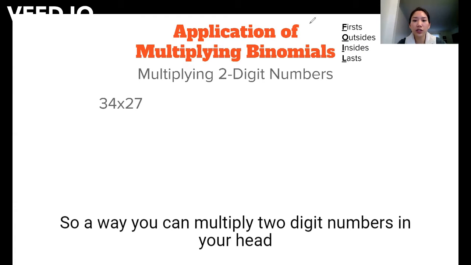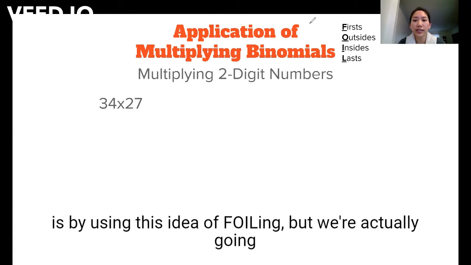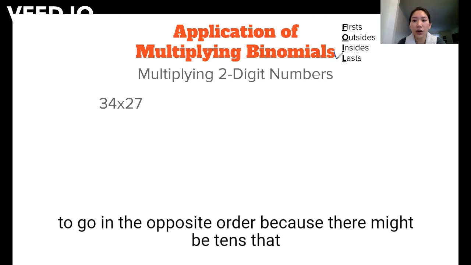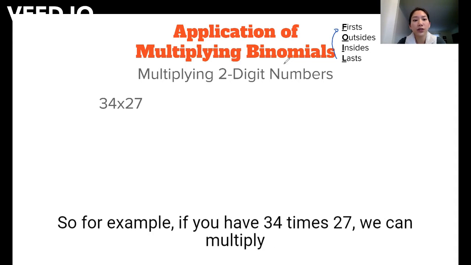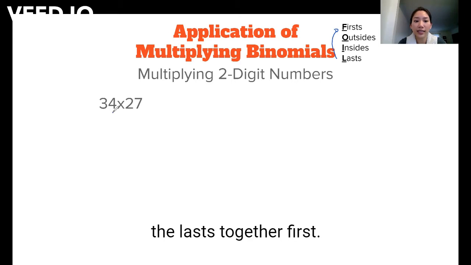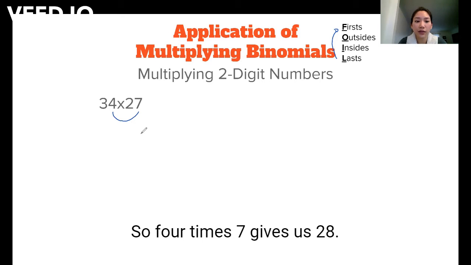So a way you can multiply two-digit numbers in your head is by using this idea of foiling, but we're actually going to go in the opposite order because there might be tens that carry over from the ones and hundreds that carry over from the tens. So for example, if you have 34 times 27, we can multiply the lasts together first. So 4 times 7 gives us 28.